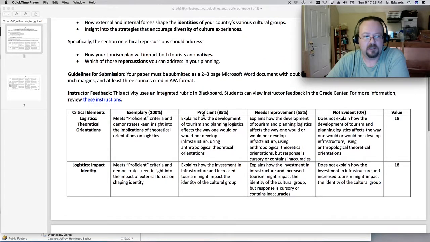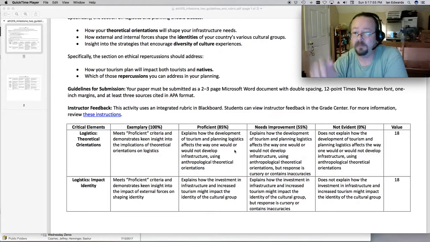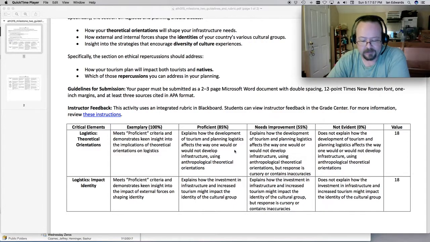All right. So first up, it asks about how your theoretical orientations will shape your infrastructure needs. If you look here in terms of the critical elements, I'm going to be looking for how you explain the development of tourism and planning logistics affects the way one would or would not develop infrastructure using anthropological theoretical orientations. Now, that's a whole bunch of blah, blah, blah. To translate that, what are your infrastructure needs for your tourism proposal?